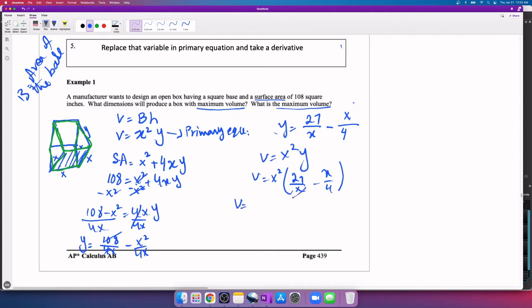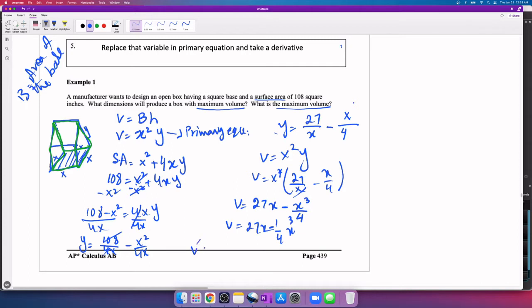So this x cancels out with one of the x. So I am getting 27x minus, this is going to be x squared times x, which gives me x cubed over 4. So this is what I'm getting. I can rewrite this one more time to get rid of this quotient rule. So that's minus 1/4 x cubed. This is what I got for the simplified version. Now I am going to take a derivative of that.